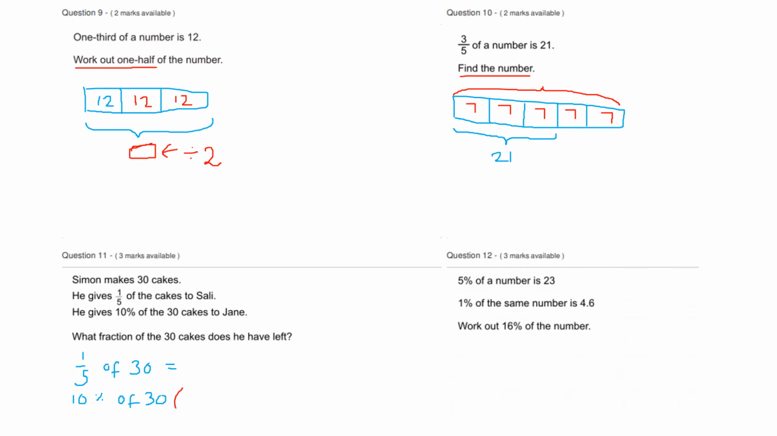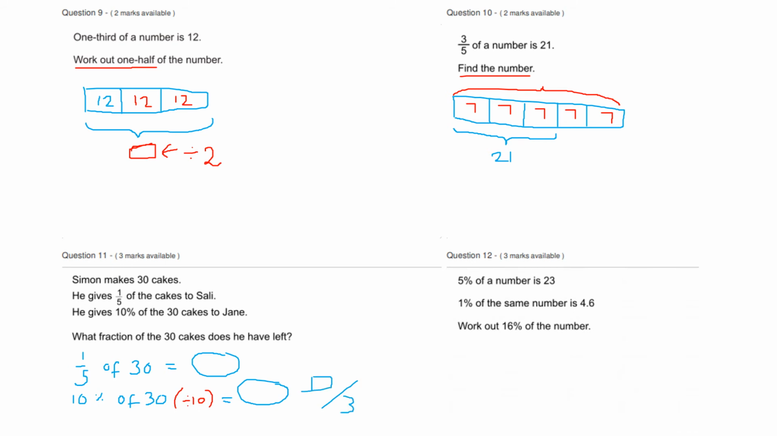So divide it by 5, write it down. And then you're going to work out 10% of 30. Now to work out 10% of something, all you do is divide by 10. Okay, so 10% of anything is really easy. All you do is divide by 10.